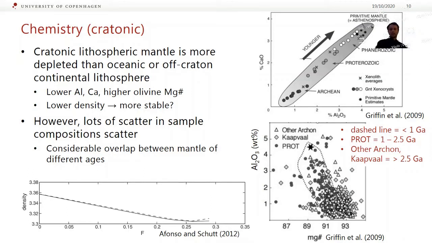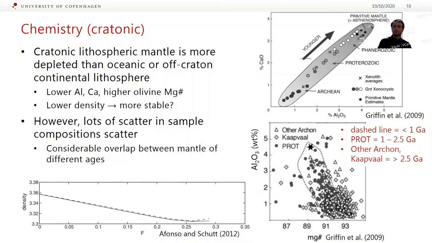In the top right here, you can see a plot from Griffin et al. 2009. It's just calcium against aluminium. I think it's either using average data or it's a little bit schematic. You can see that in general, the Archean stuff is going to be lower in calcium and lower in aluminium, and as you get younger, the composition starts to resemble asthenospheric mantle more and more. However, there's a lot of scatter in these compositions. It's not as neat as it looks in that plot.